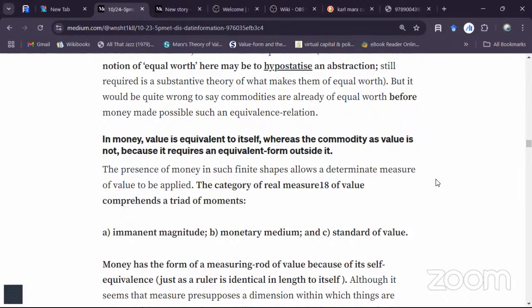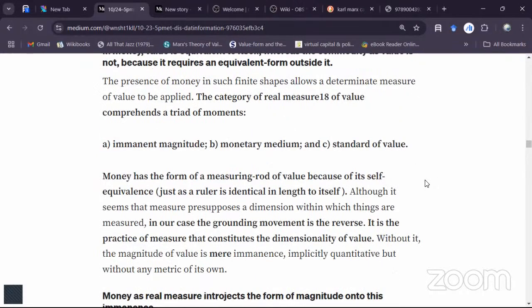Money has the form of a measuring rod of value because of its self-equivalence, just as a ruler is identical in length to itself. Now, yes and no, of course. The plastic ruler that you buy in the store is not necessarily identical, although it seems that measure presupposes a dimension within which things are measured. In our case, the grounding moment is the reverse. That is, when you have this reversing action, this is how you test it. It is the falsifiable moment.